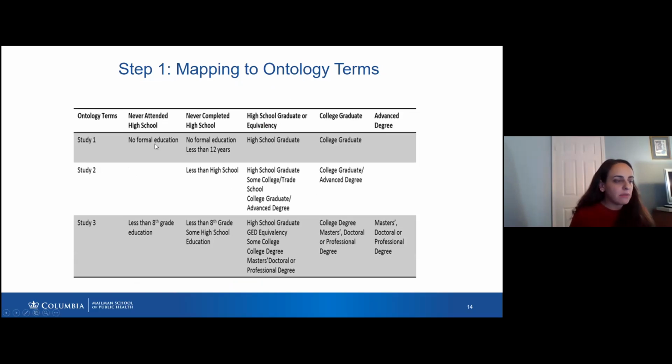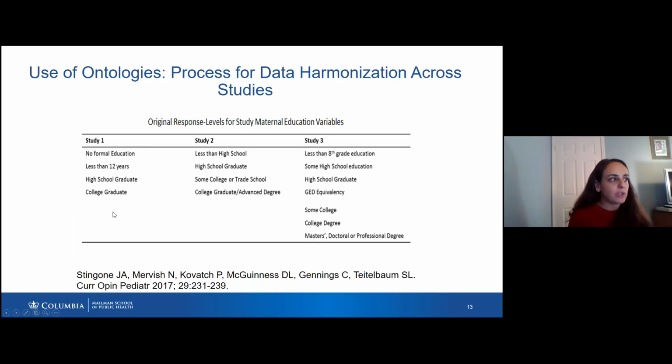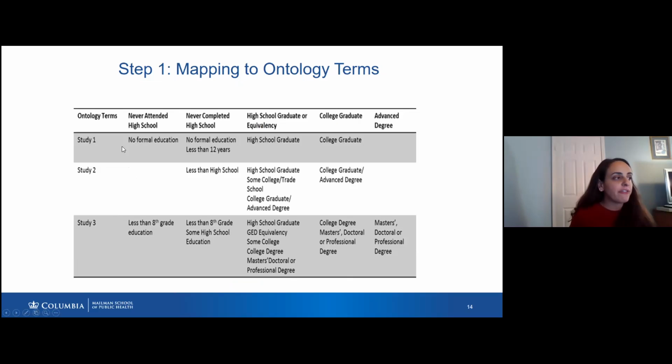Study 1 had 4 different levels of education. So let's just take the first, no formal education. Well, no formal education is equivalent to never attended high school, right? It's a subclass of that. If you've never attended high school, if you have no formal education, you've obviously never attended high school. If you have no formal education, you've also never completed high school, right? It's a subclass of that. What we're doing is finding where each of the individual study levels fits underneath our ontology.